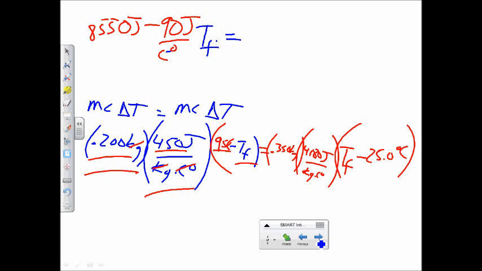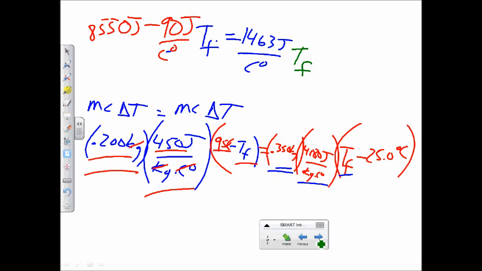Same kind of thing for the water. We need to go 0.35 times 4180 times Tf. So this times this, that gives us 1463. And again, the units on that are going to be joules per Celsius degree, and that's all times what? Times Tf.